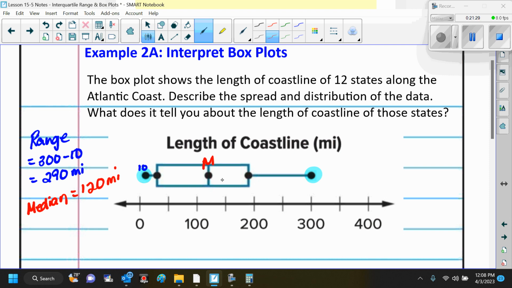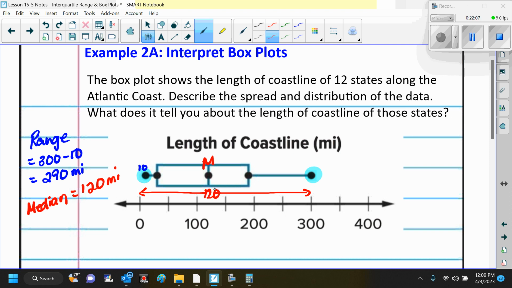So if we put the coastlines in order, the lengths in order from least to greatest, then the median length of coastline would be about 120. That tells us that half, or 50%, of the coastlines in this data set is less than 120 miles, and half of the coastlines are greater than 120.